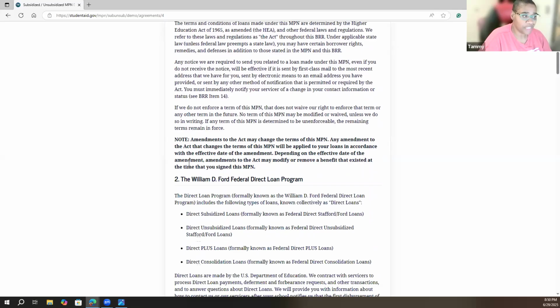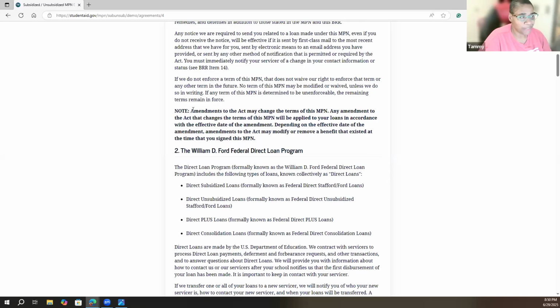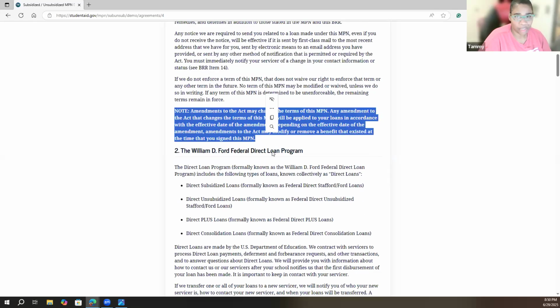Depending on the effective date of the amendment, amendments to the Act may modify or remove a benefit that existed at the time you signed your master promissory note. So this is how, when we have all these changes that are happening, they are able to do that. And this is why it's important that we know now, especially with everything that is happening. And a lot of borrowers, you just didn't read this information. And for some borrowers, you took out loans when you were 18 years of age, didn't even know to read these documents. And then it's a lot to go over. But we are now aware.